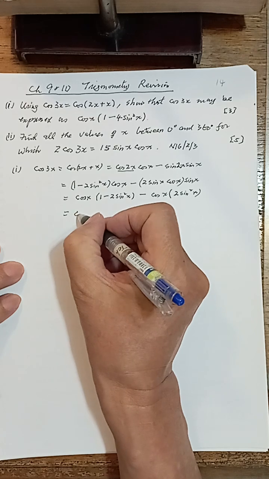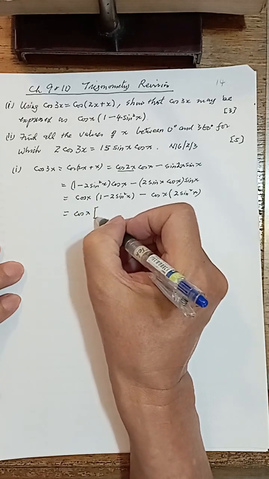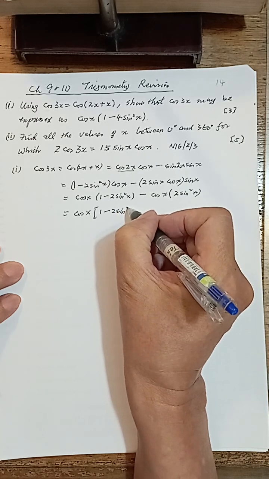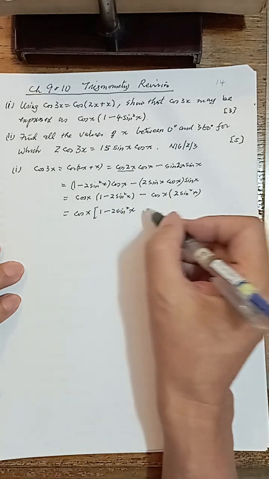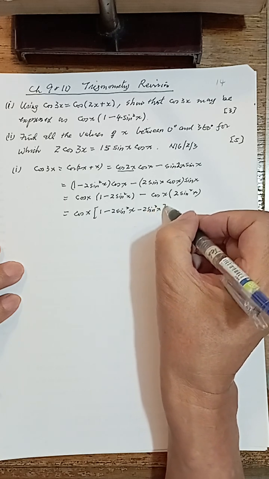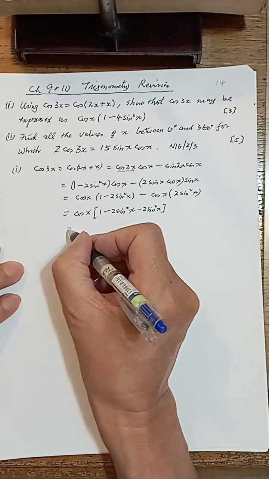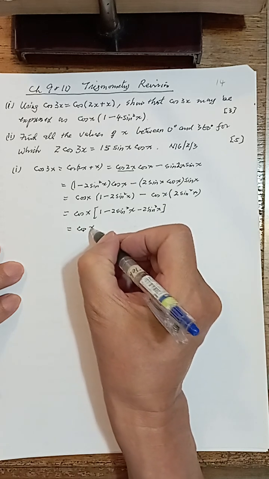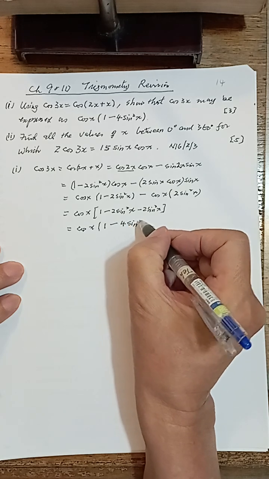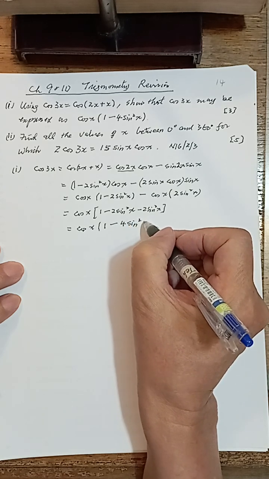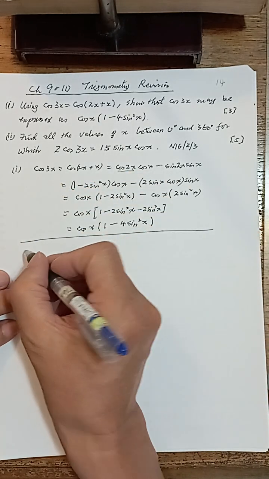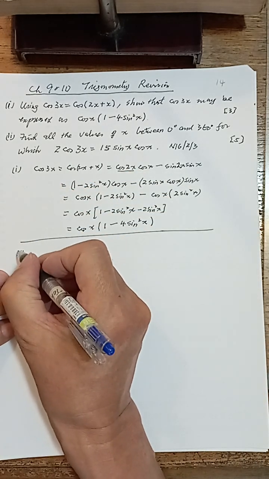Take out the common factor again, cosine x, 1 minus 2 sine square x minus 2 sine square x, and you got the answer. Cosine x, 1 minus 4 sine square x. That's it. So that's the first part, right?